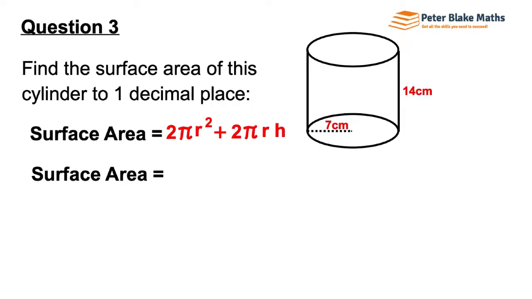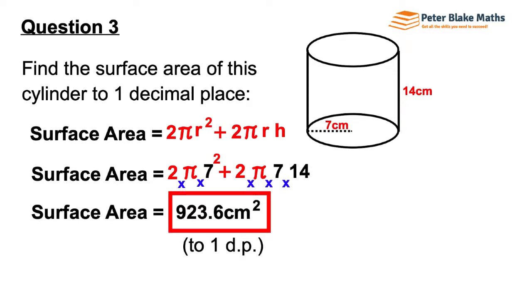So the next line down, we'll look to put all our numbers in. We've got for the circles a radius of 7, so that goes underneath the r section there. So we've got 2 pi 7 squared, and then we've got 2 pi times 7 times 14. Now that 7 was the radius again, and the h is 14, the height there. So those numbers just go in the right spots in the formula, or directly underneath anyway.